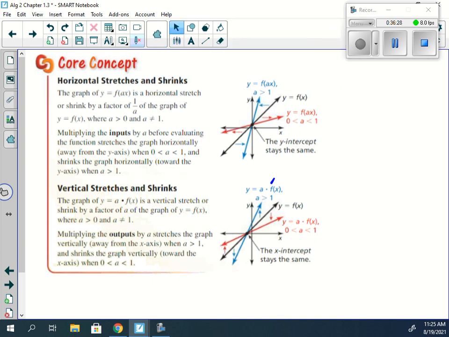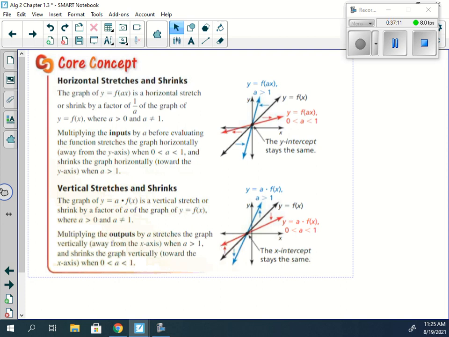Now, vertical stretch and shrink we will work with, because the graph y equals a times f of x is a vertical stretch or shrink, where a is greater than 0 and a is different from 1. Why would we not consider the case when a is 1? Well, what's 1 times anything? Just whatever the other thing is, yeah. Because 1 times 2 is 2. When we multiply by 1, it's not changing the function. It's not doing anything. We just get back the original function. So they remove that case in both of them.